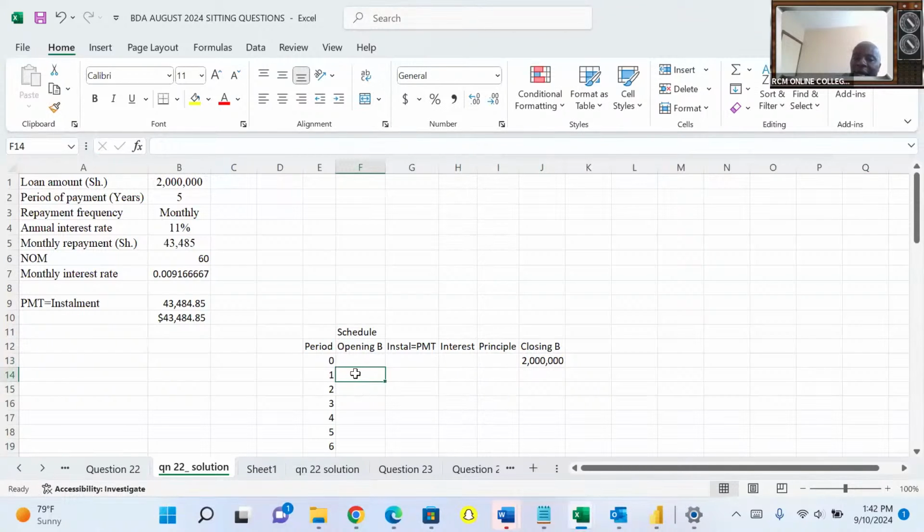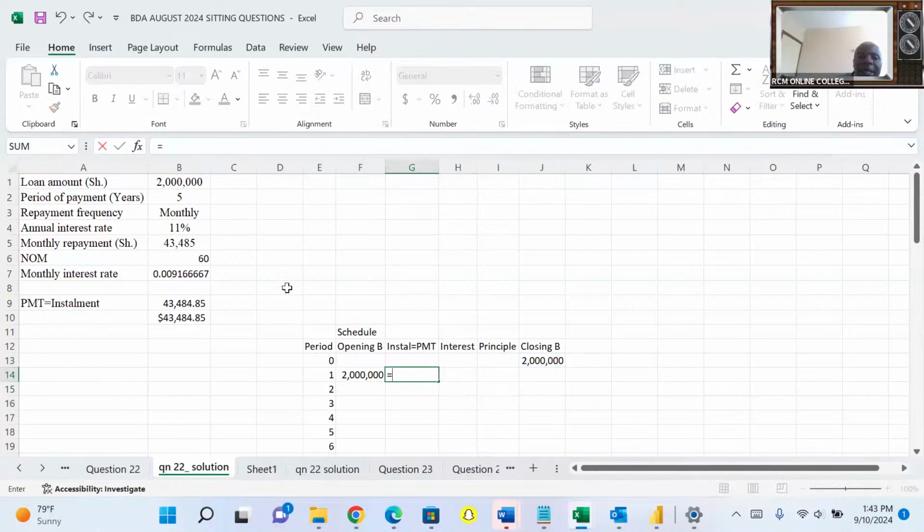Which again will mark our opening at month one. Opening month one, so equals, we have here 2,000. That's what we begin with. The installment equals, pick the installment here. The installment amount is here. That is the installment amount.